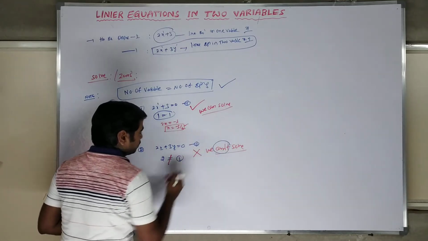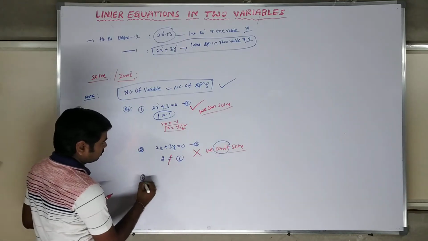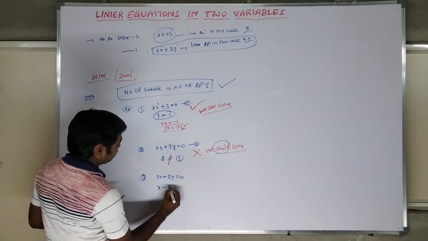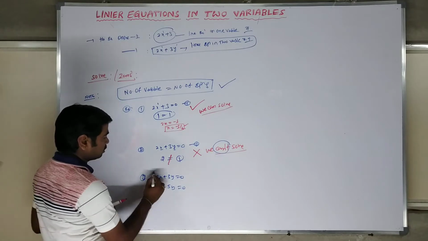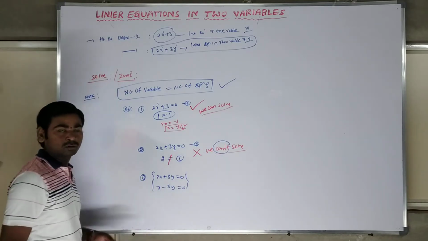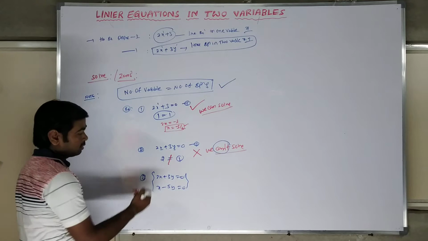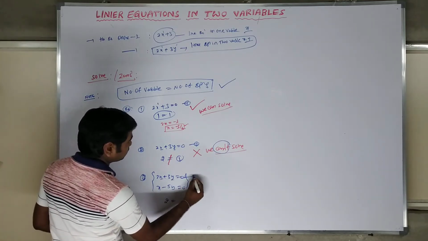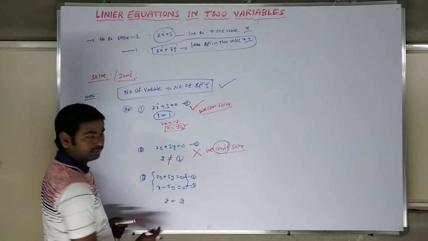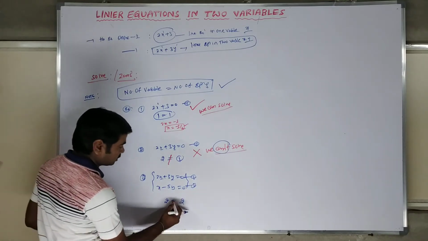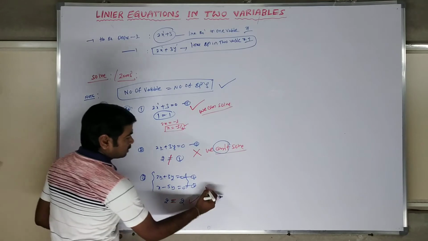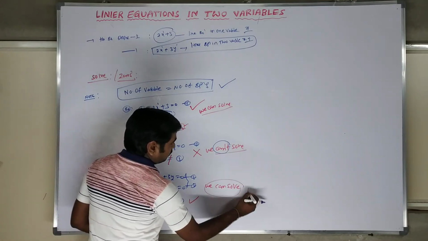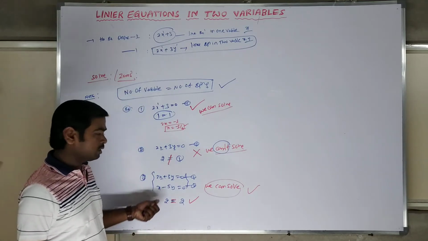Now the third case: 2x plus 3y is equal to 0, and x minus 5y is equal to 0. Solve these equations. How many variables? 2. How many equations? 1 and 2, that is two equations. So the number of equations is equal to the number of variables here, and therefore we can solve. How do we solve these two equations in two variables?